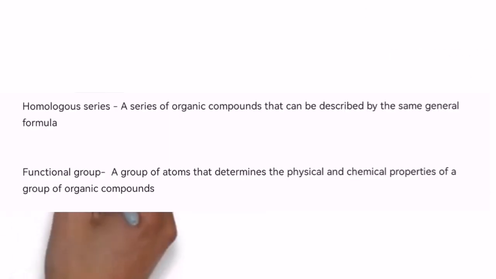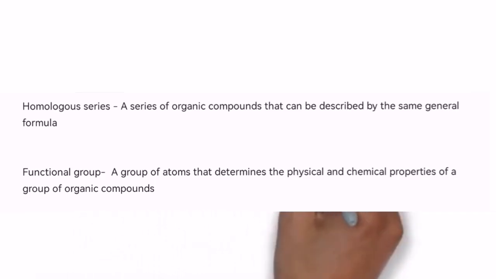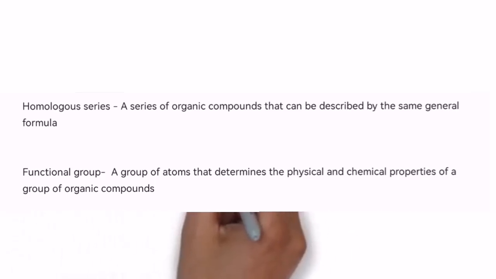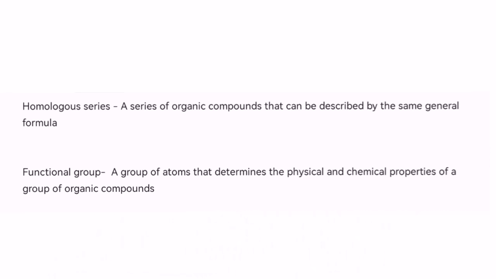So we have 2 terms: homologous series, which is a series of organic compounds that can be described by the same general formula, and the functional group, which is a group of atoms that determines the physical and chemical properties of a group of organic compounds. So make sure that you know how to define these 2 terms.